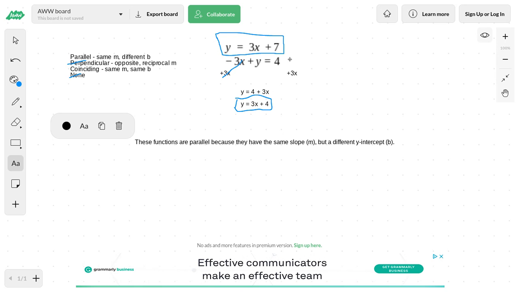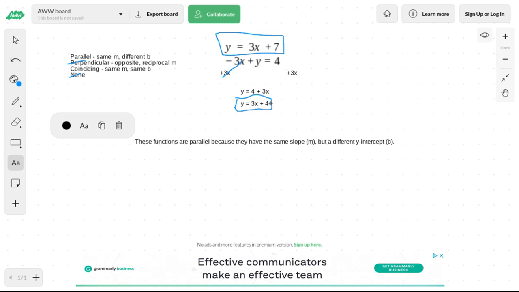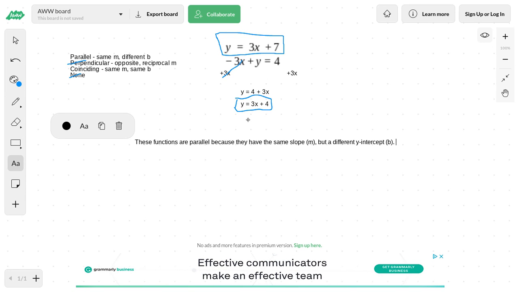And that's it. So you just want to rearrange the functions so that they are in slope-intercept form. They look like y equals mx plus b. And then we want to compare their m's and their b's to determine which relationship it fits.